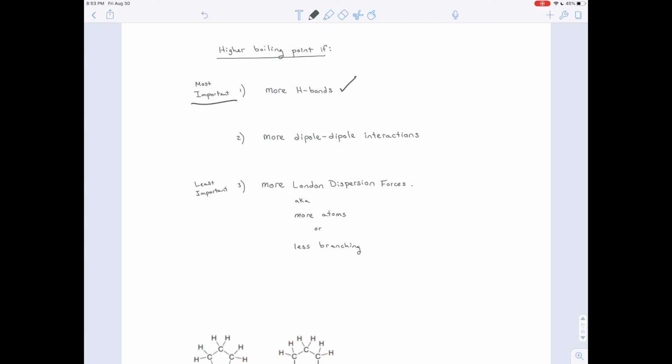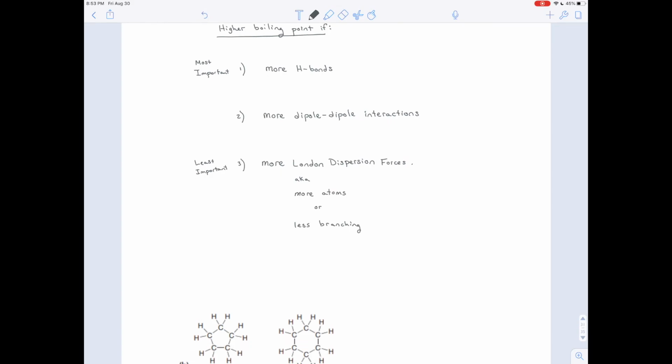And if it has that, you don't have to think about the rest of these. If they tie for that first one, then you'll go to the second one. Whichever one has more dipole-dipole interactions will have the higher boiling point. If they tie for that, then you go for the London dispersion forces. And a molecule will have more London dispersion forces if it has more atoms in it, or if it has less branching. So this is our sort of guideline.